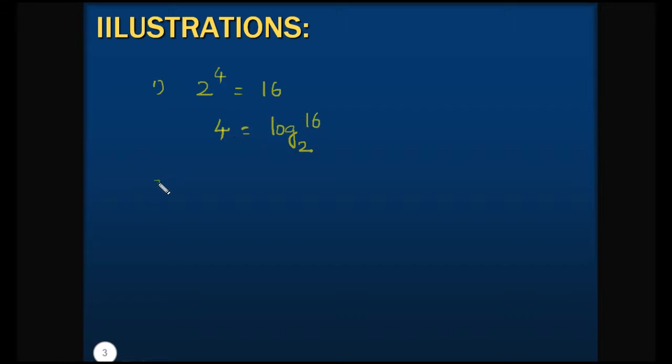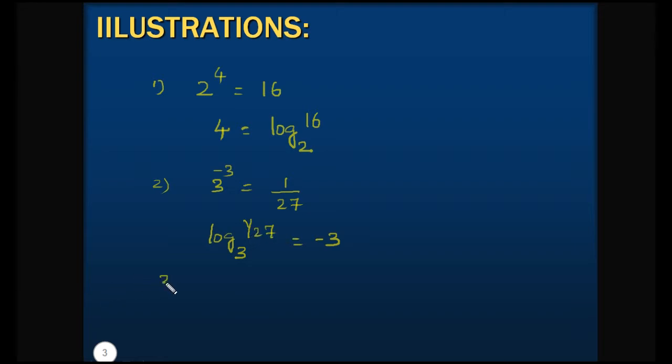Now let's look into one more illustration based on a negative exponent. Let's take 3 to the power of minus 3. As you know, its value is 1 by 27. Now I want to find out the logarithm of 1 by 27 to the base 3. Its value will be minus 3. That means when we raise 3 to the power of minus 3, we obtain 1 by 27.